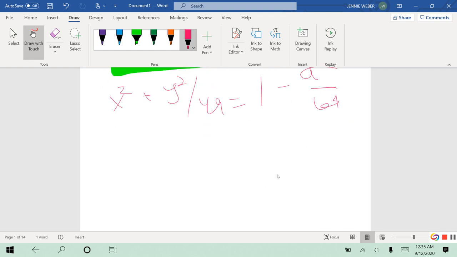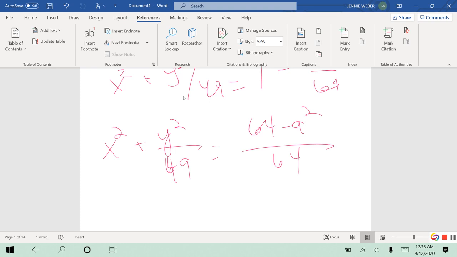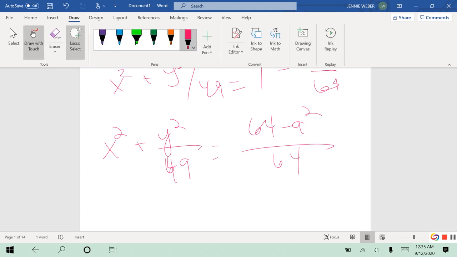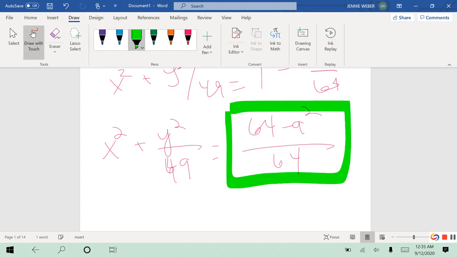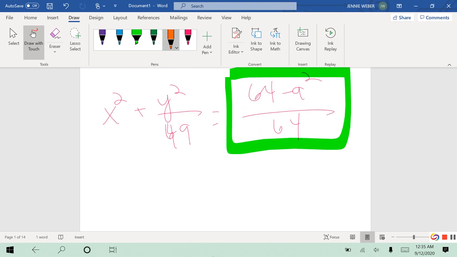Now I'm going to clean this up a little bit. X squared plus y squared over 49 equals, okay, 64 minus d squared over 64. Now I need this to be 1, right? So what do you do? You divide by the same thing. So I want to divide this by 64 minus d squared over 64, this and this.